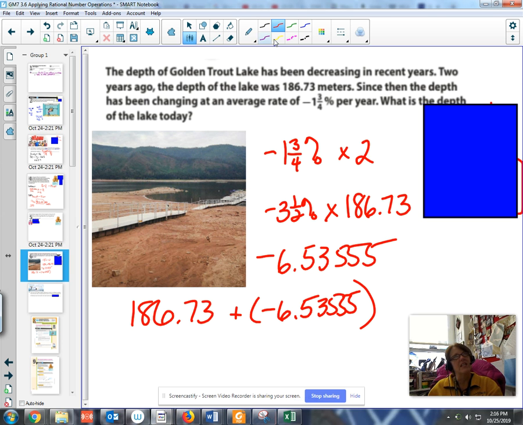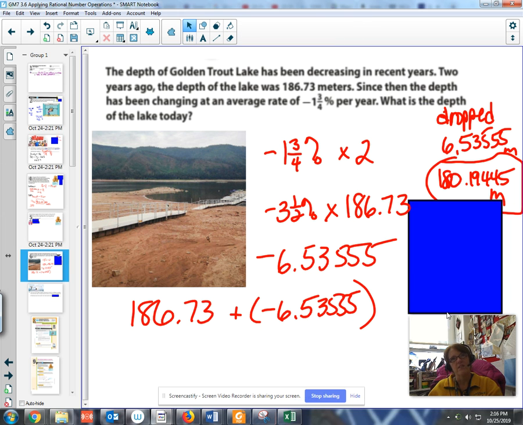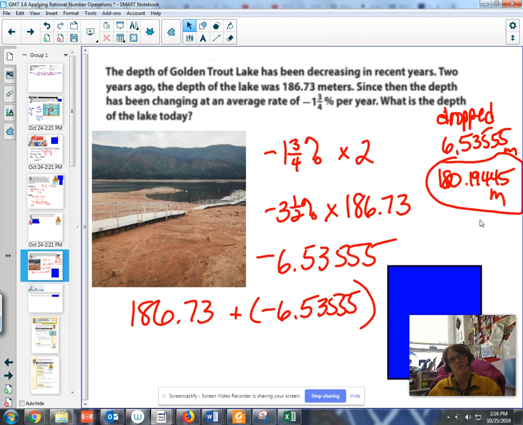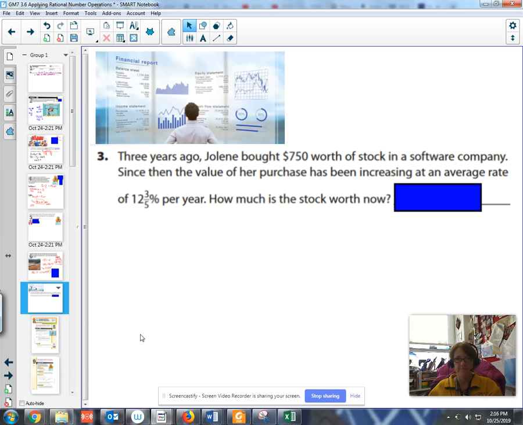It doesn't really say anything about rounding here, okay? But that should be your final answer, okay? Last one. This one also involves percent, okay? It says that Jolene bought some stock. She invested in a company and she spent about $750. They're not telling us how many stocks she bought for that price, just says she's got this value.